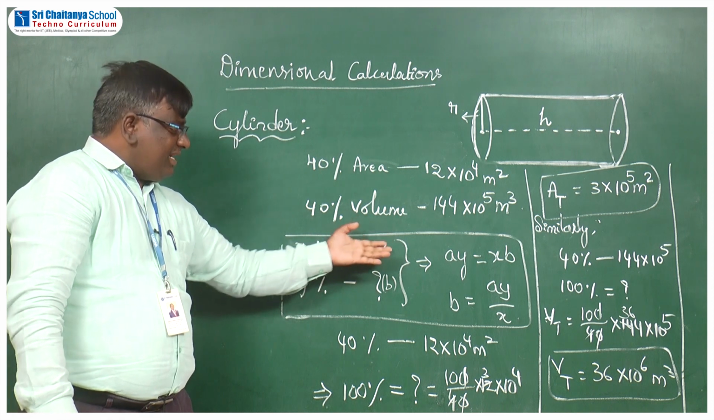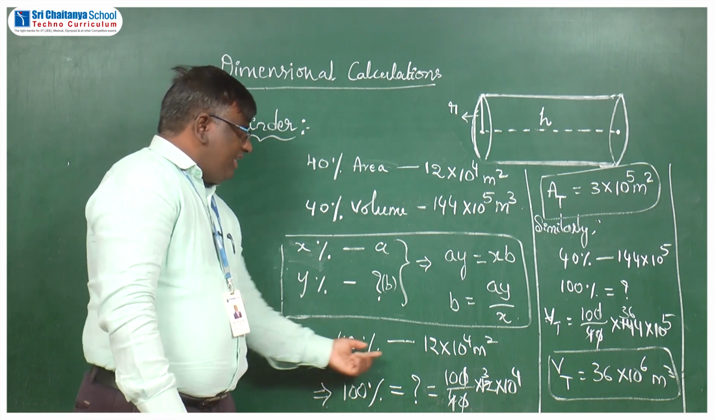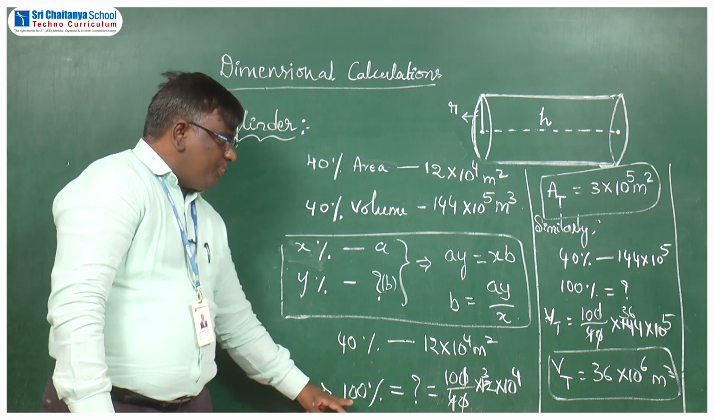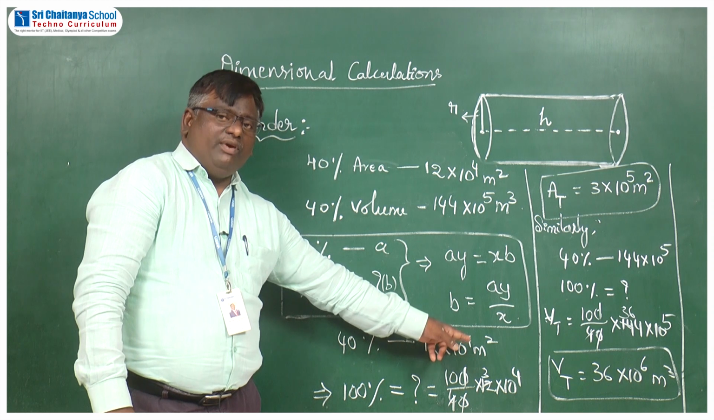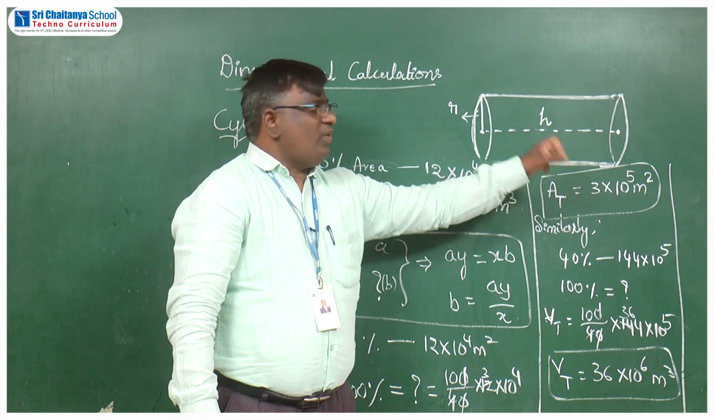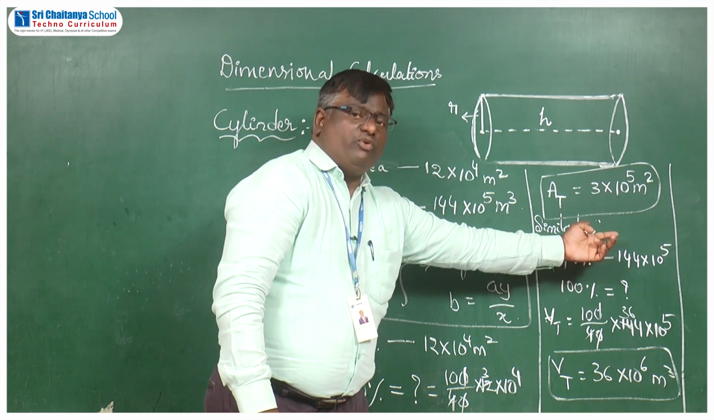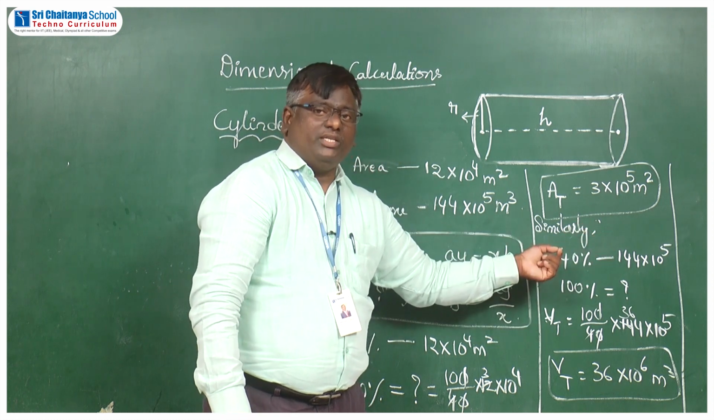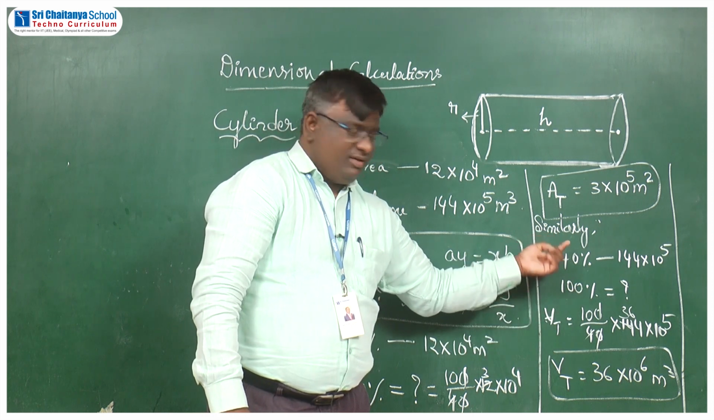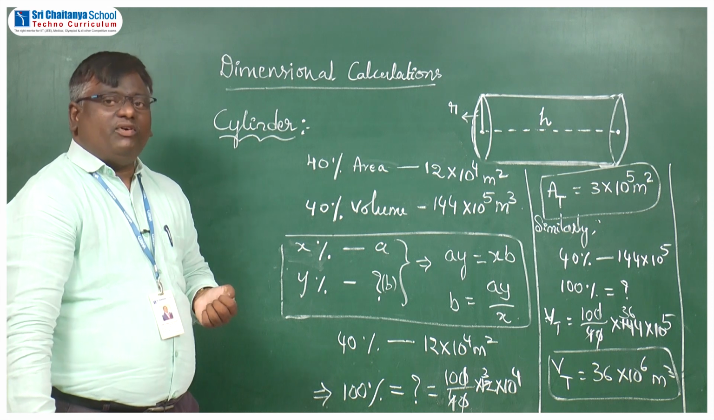Okay? If you understand this, it will become very easy to calculate the total area and total volume. Now 40% of area we have 12 into 10 power 4 square meter. Then 100% of the area will become 100 by 40 into 12 into 10 power 4. If you calculate this, total area will come 3 into 10 power 5 square meter. Similarly, 40% of the volume is 144 into 10 power 5 cubic meter, then 100% will be how much? So, total volume will be 100 by 40, that is y by x, 100 by 40 into 144 into 10 power 5, which becomes 36 into 10 power 6 cubic meter.